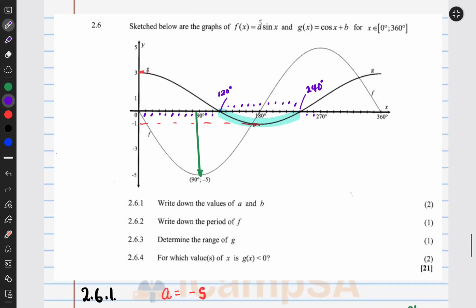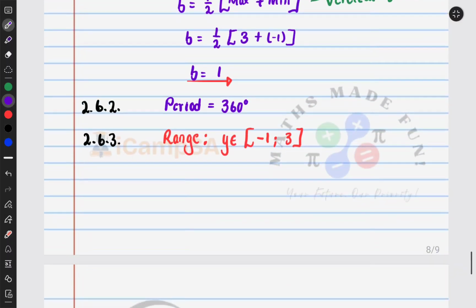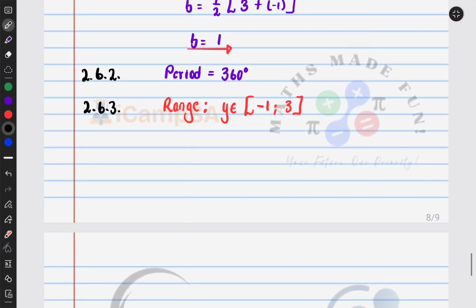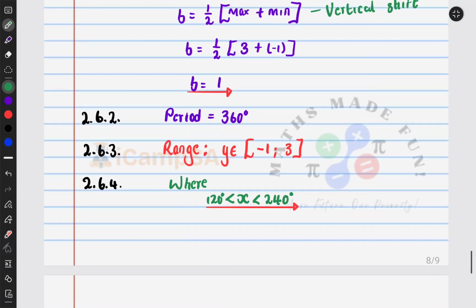So the function g has values of x for which g is less than 0. Basically, where it is negative, it's those values of x where x is greater than 120 degrees but less than 240 degrees. So for 2.6.4, we're going to say where x is greater than 120 degrees but less than 240 degrees. Those are the values of x where the function will be negative, less than 0.